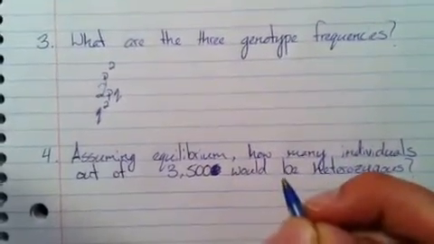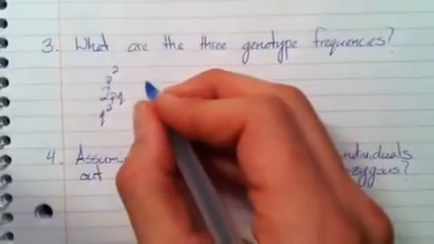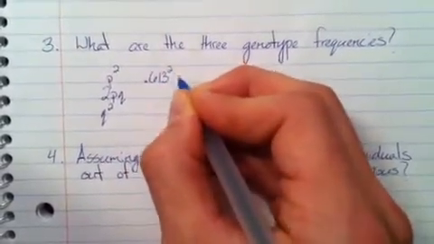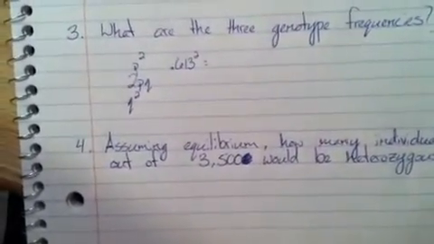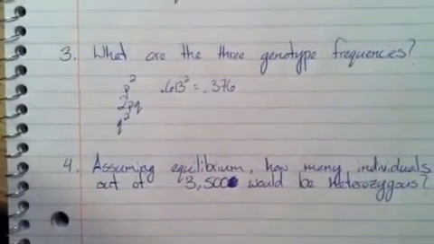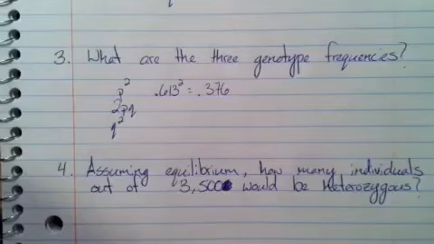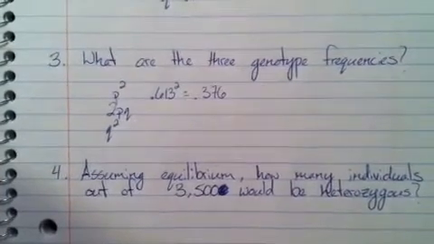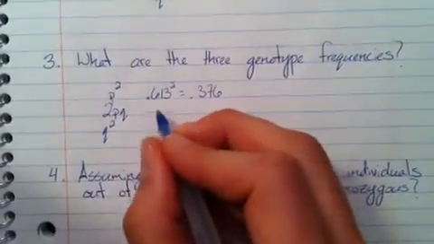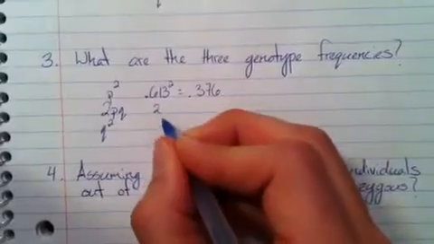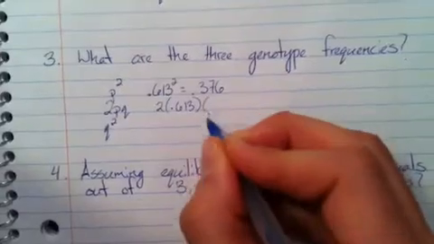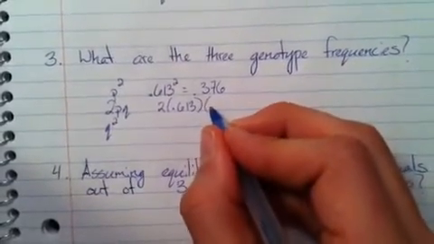P squared we find by simply taking our first value from the first equation, which was 0.613, and squaring it, which gives us 0.376. And that would be the frequency of having a homozygous dominant genotype in the population.